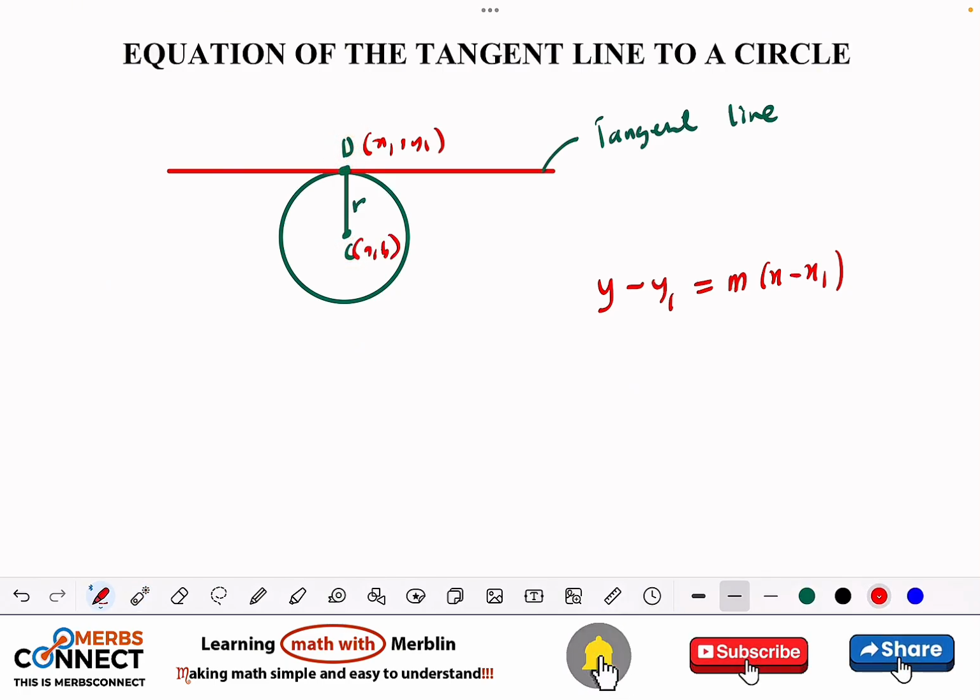But when we use C and D to find the slope, we can see that this line here is perpendicular. This green line here, which is the radius, is perpendicular to the tangent line. So it means that we need to pick the negative reciprocal of that.